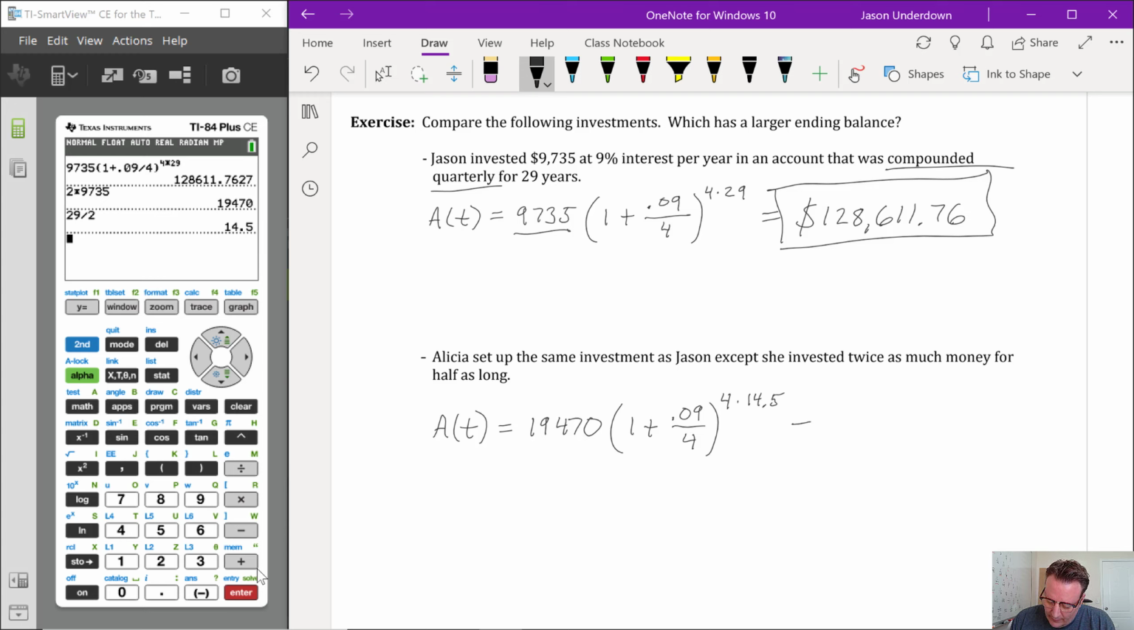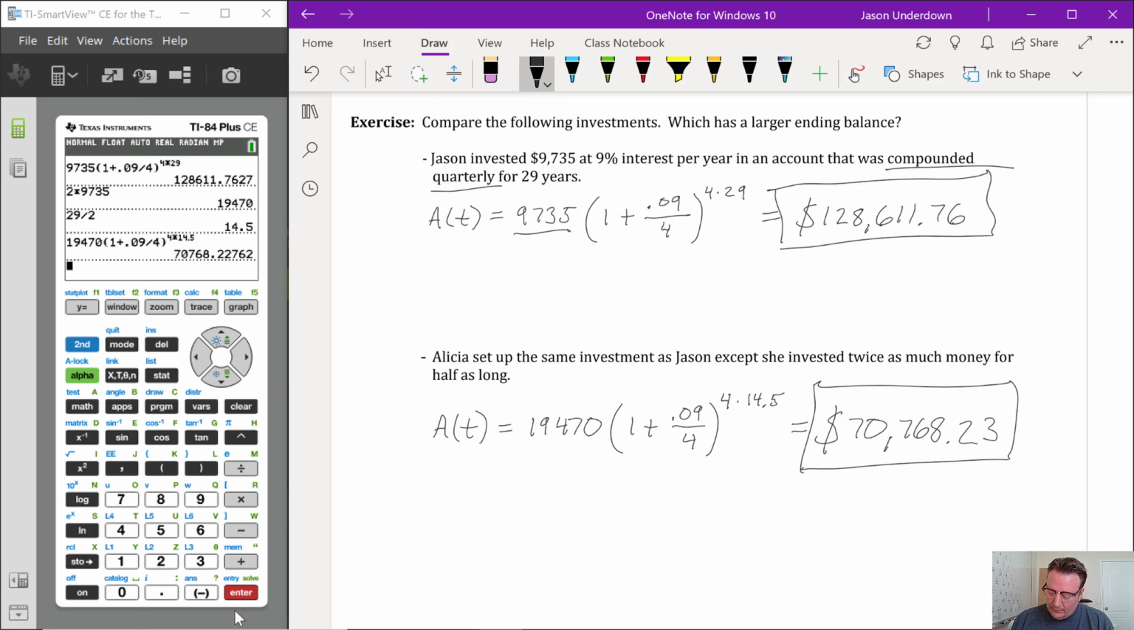Okay, what is this amount? Let's compute. 19,470 times 1 plus 0.09 divided by 4 raised to the 4 times 14.5. Significantly less. $70,768.23.